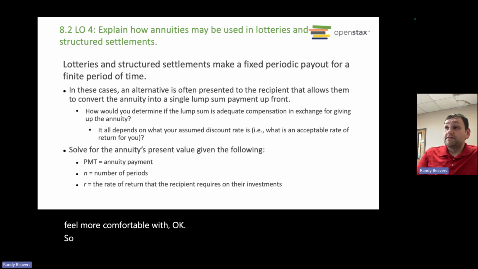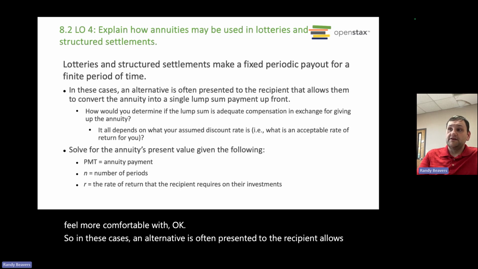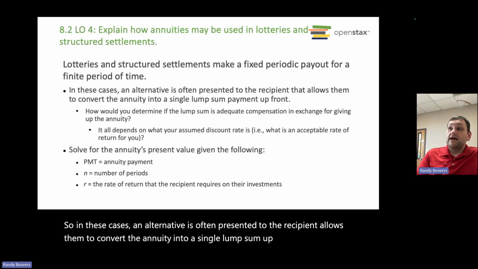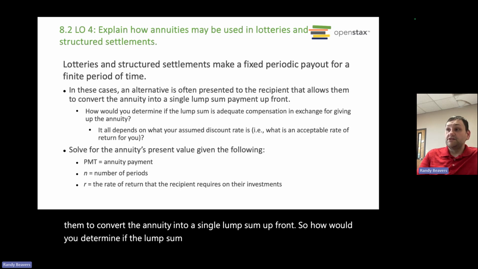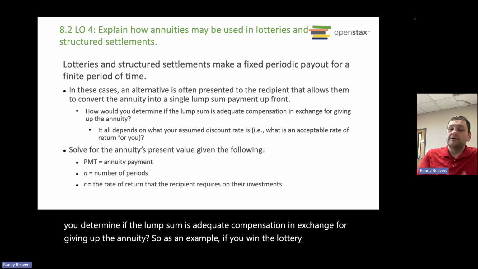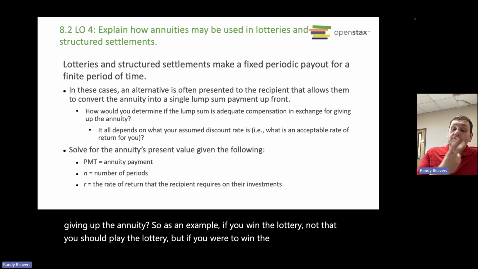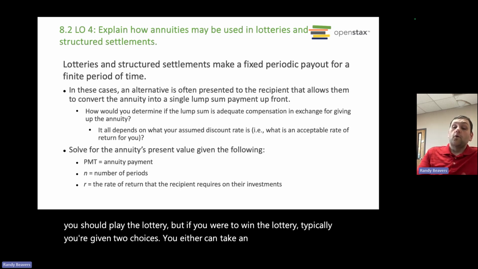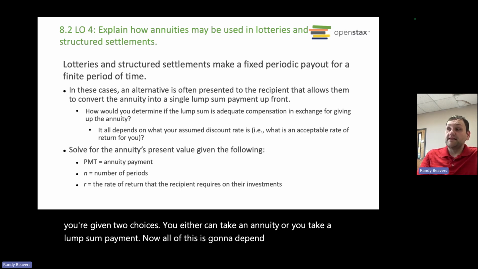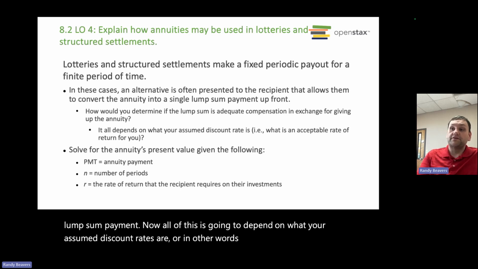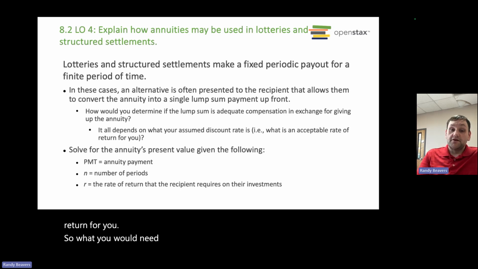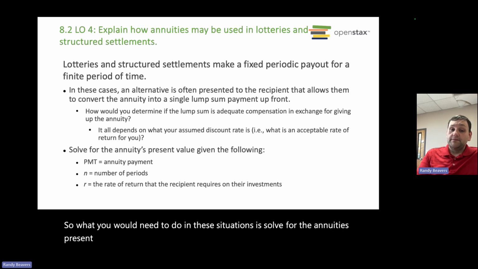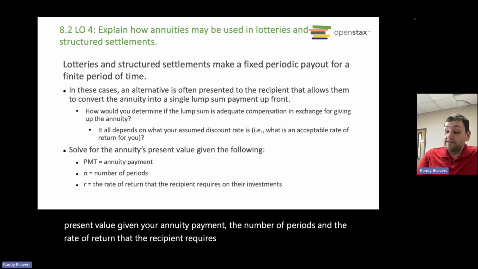So in these cases, an alternative is often presented to the recipient that allows them to convert the annuity into a single lump sum up front. So how would you determine if the lump sum is adequate compensation in exchange for giving up the annuity? As an example, if you win the lottery, not that you should play the lottery, but if you were to win the lottery, typically you're given 2 choices. You either can take an annuity or you take a lump sum payment. Now, all of this is going to depend on what your assumed discount rates are, or in other words, what is an acceptable rate of return for you? So what you would need to do in these situations is solve for the annuity's present value, given your annuity payment, the number of periods, and the rate of return that the recipient requires on their investments.